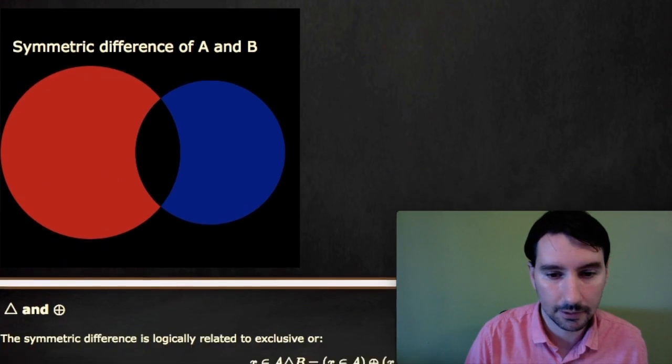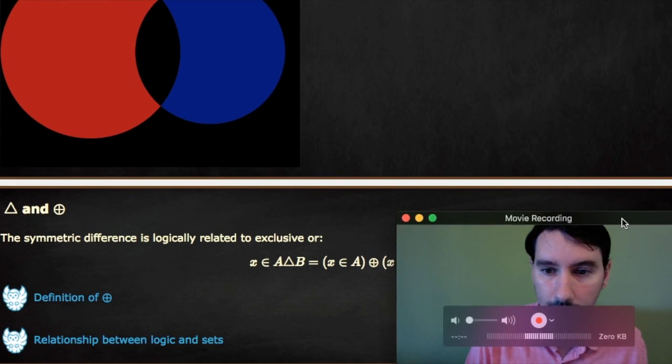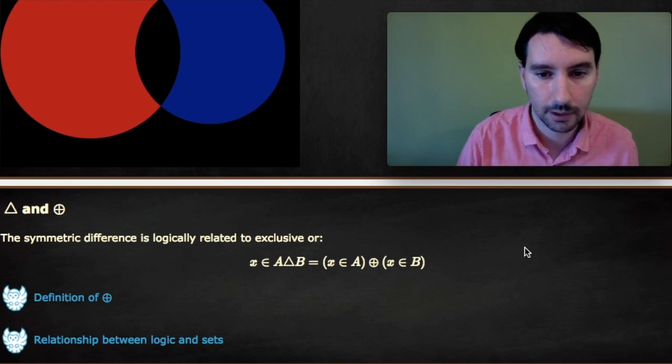As I mentioned, this symmetric difference, since it's the elements in A or B, but not both, is related to the exclusive OR, and you could write x is in A symmetric difference B as x is in A exclusive OR x is in B. So these two things are connected.